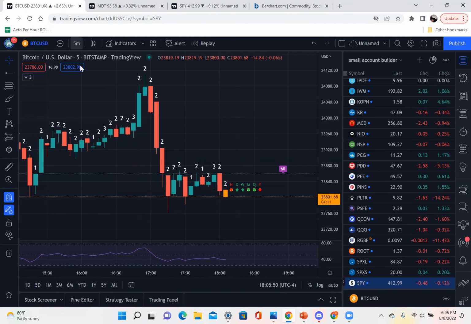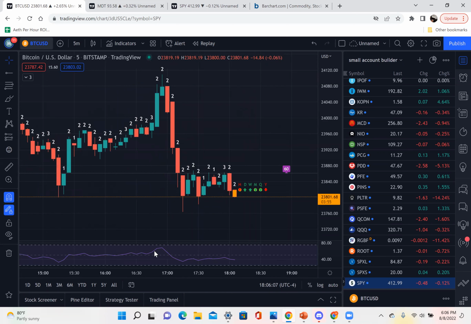That's like me trading a 1 minute chart and trying to trade that 1 minute chart the same way I'm trading a 5 minute or the same way I'm trading an hourly chart. It doesn't correlate together, right? But yeah, let's pull up SPY.